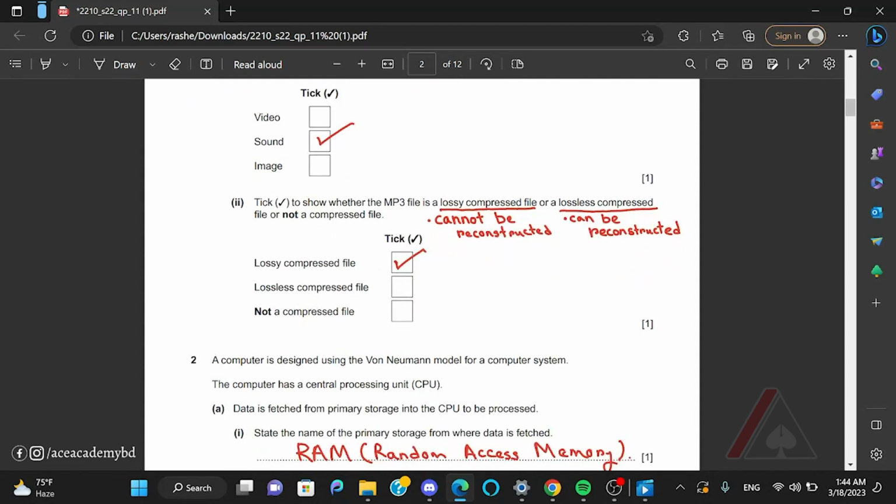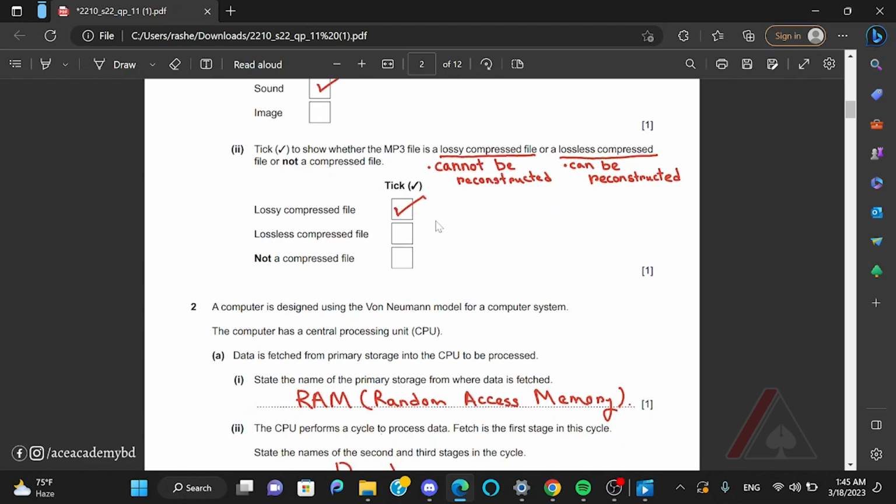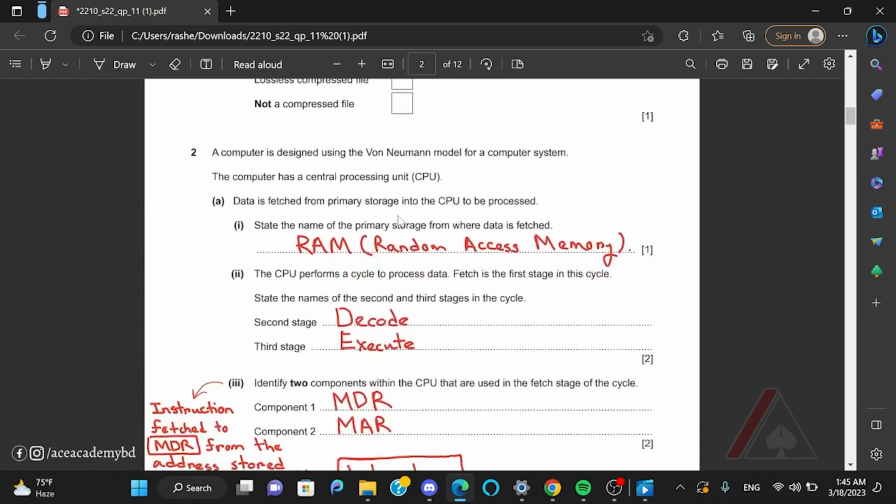Now, number 2, tick to show whether the MP3 file is a lossy compressed file or a lossless compressed file, or not a compressed file. Okay, so essentially, lossy compressed files are used to reduce the file size and they cannot be reconstructed later on. On the other hand, lossless compressed files do indeed reduce the file size, however, they can be reconstructed. MP3 is a lossy compressed file, so we have to take lossy compressed file.